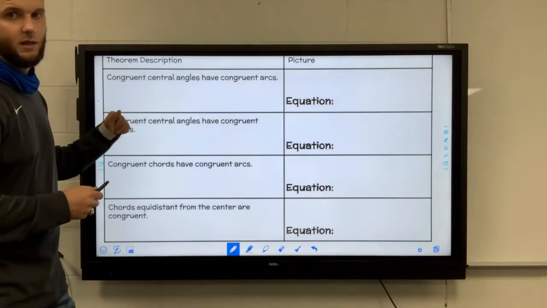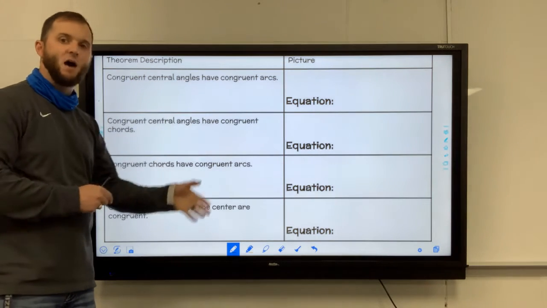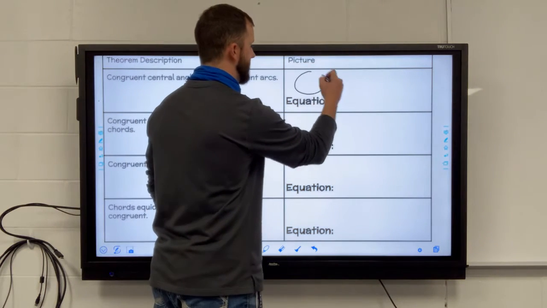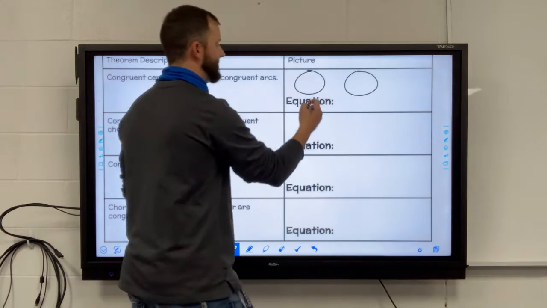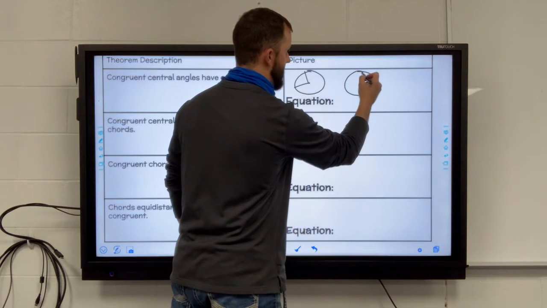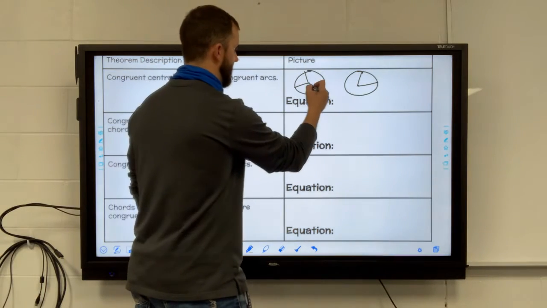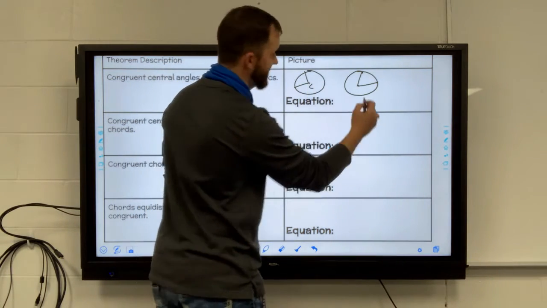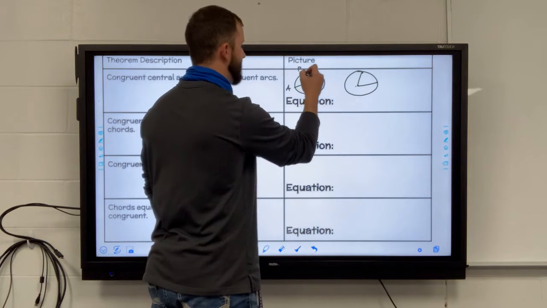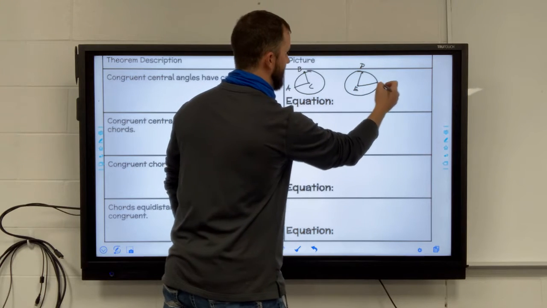All right, the first thing we're going to look at says congruent central angles have congruent arcs. What I mean by this is if I'm given two circles, and inside these circles I have two different central angles. I'm going to draw a central angle that way, and another central angle this way. I'm going to call this A, this C, this B up here, this D, this E, and this F.